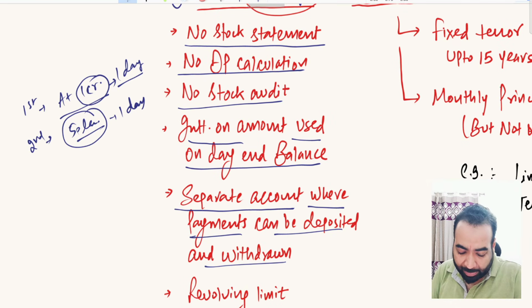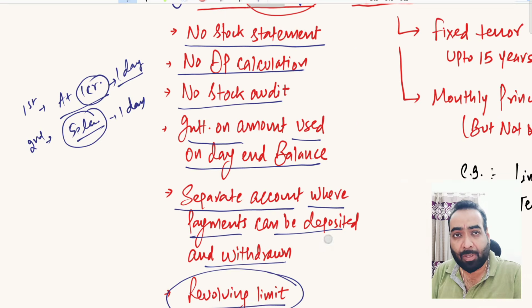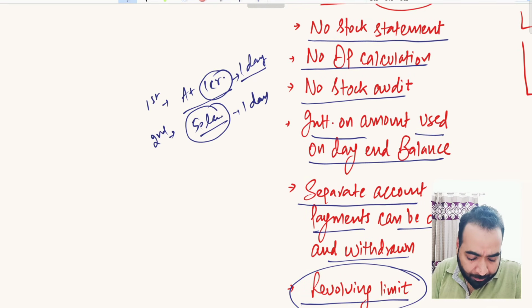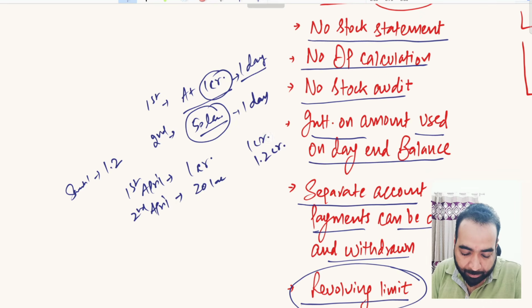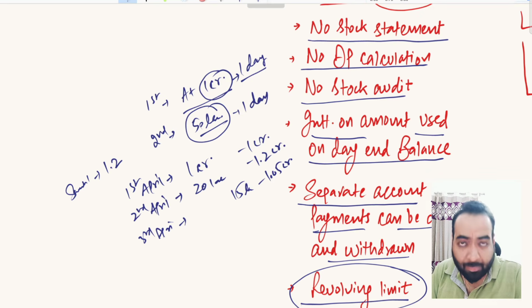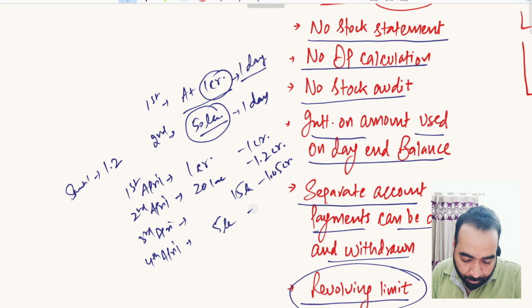Like overdraft facility, it is a revolving limit only. Revolving limit means, if on 1st April your limit utilization was 1 crore and the sanctioned amount is rupees 1.2 crore, then on 2nd April you make a payment of 20 lakh. Now your limit utilization went up to 1.2 crore. Earlier it was 1 crore. Now on 3rd April, you received a payment of rupees 15 lakhs. Now your limit utilization has dropped to 1.05 crore. Then on 4th April, you want to make another payment of rupees 5 lakh. Now your limit utilization shall go up to 1.10 crore.